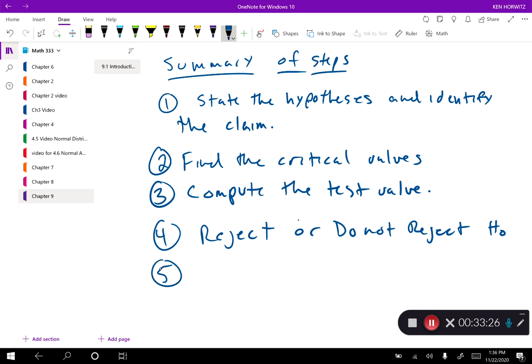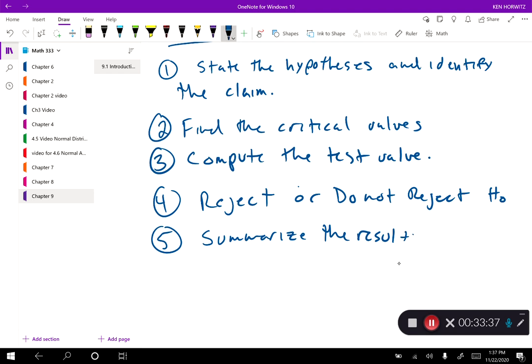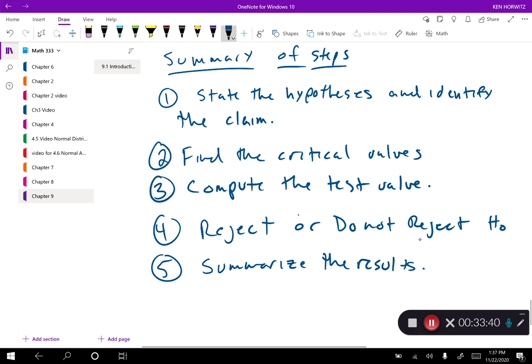And lastly, I'm going to summarize the results. Meaning, write a very quick sentence as to what you found. Either there's enough evidence to reject the null hypothesis and continue, or there is not enough evidence to reject. And then you would complete it with the context of the problem. I do believe tying things back to the context of the problem is important.